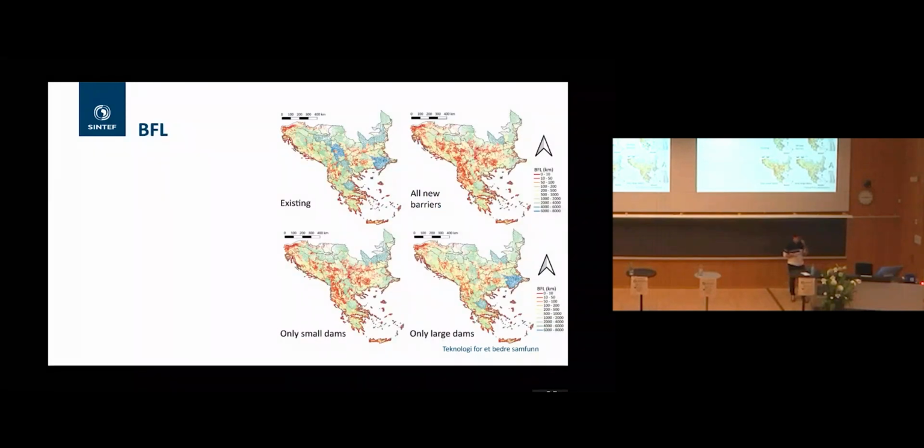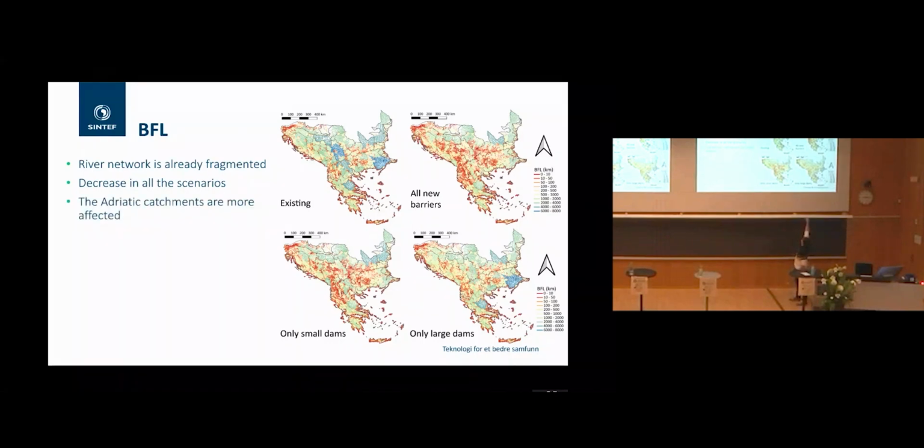Some results. This is the first metric, and okay, you can't see it very well. So the first one is here, the existing one, and we use it as a reference. Here, the color red means it is getting worse. So the longer the segment, the closer it is to blue. As you can see in the existing scenario, there are still some blue catchments. When we build all the barriers, we have a decrease in all scenarios, especially in some areas. For example, the Adriatic catchments here, as you can see, they lose quite a lot of connectivity.